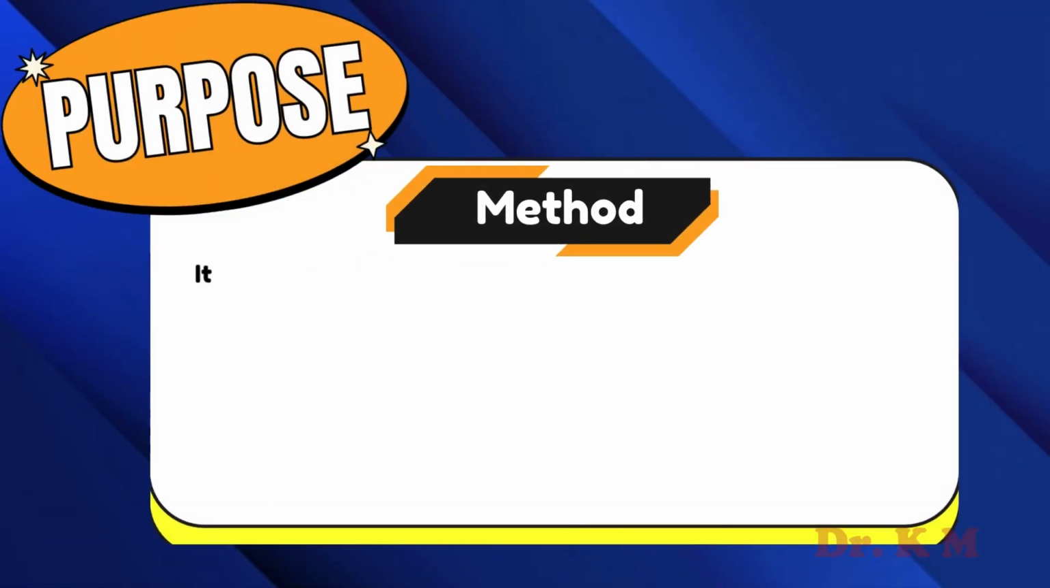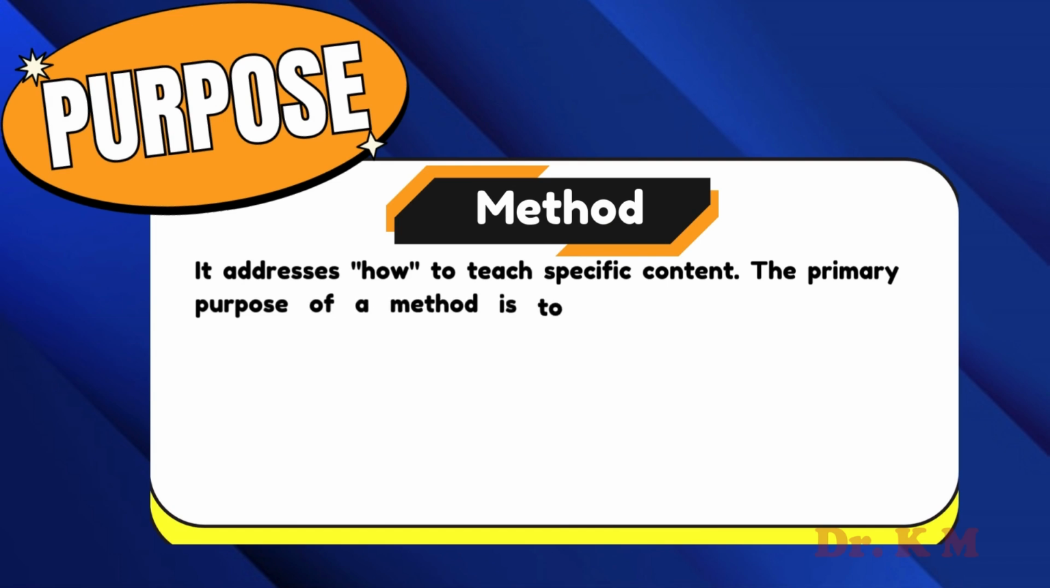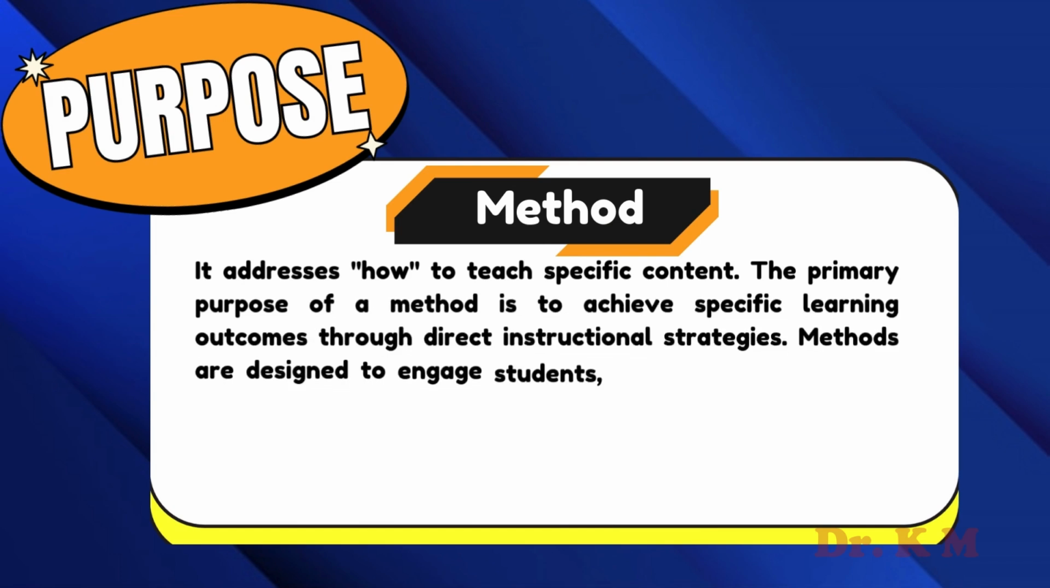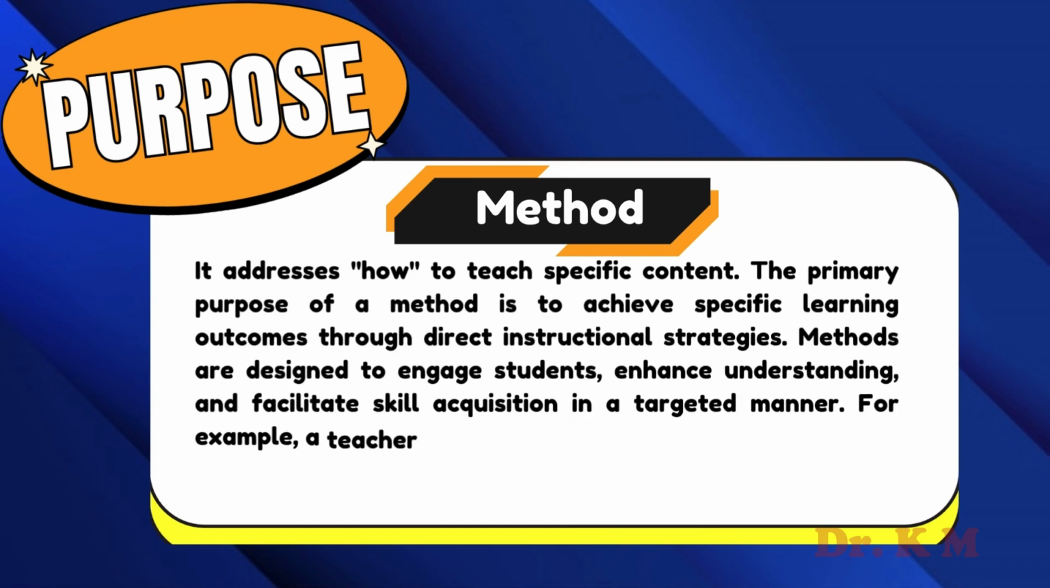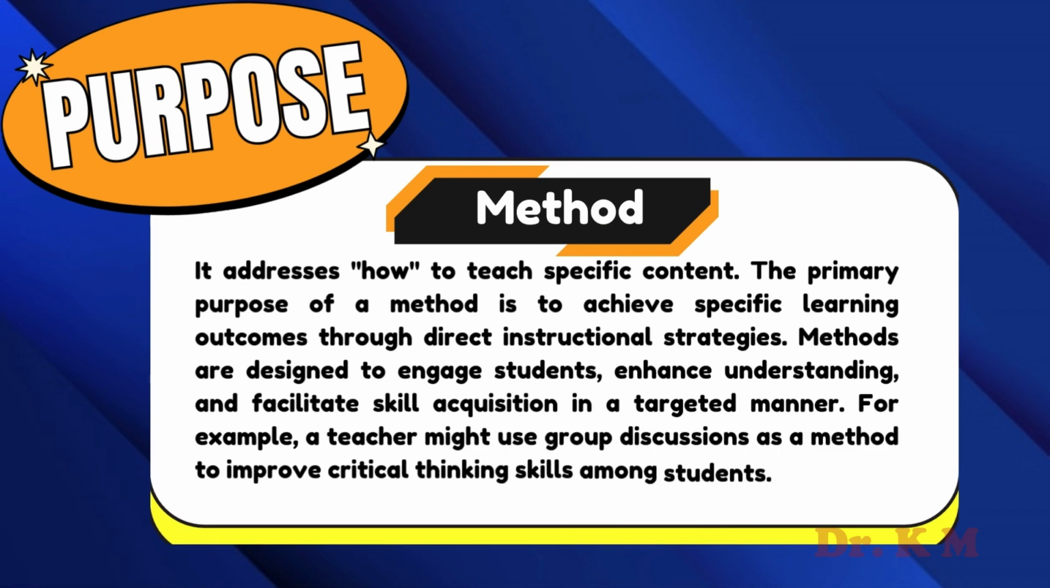B. Purpose. Method. It addresses how to teach specific content. The primary purpose of a method is to achieve specific learning outcomes through direct instructional strategies. Methods are designed to engage students, enhance understanding, and facilitate skill acquisition in a targeted manner. For example, a teacher might use group discussions as a method to improve critical thinking skills among students.